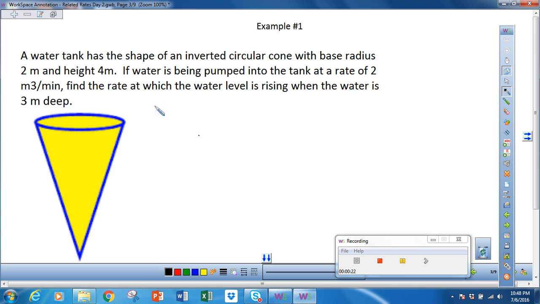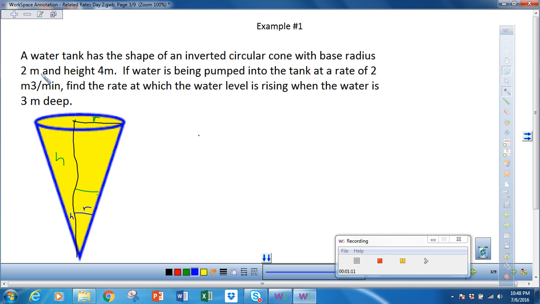So let's begin with a common problem that we see often, and it's an inverted circular cone. We know that the cone has a radius of 2 meters. What I want you to see is that as the water rises in this cone, your radius will change depending upon where you are. The base radius is this radius, and the height is this height. But notice at this particular point, the radius is different and the height is different. Both the radius and the height are changing as water is added to the cone. That's an important thing to recognize here.